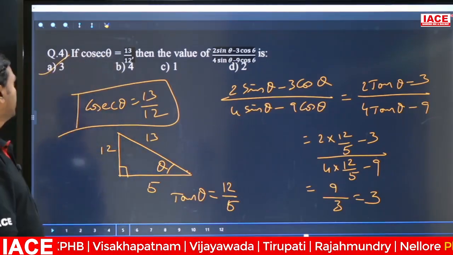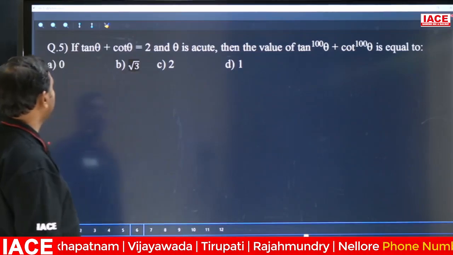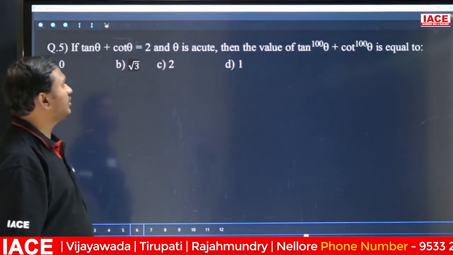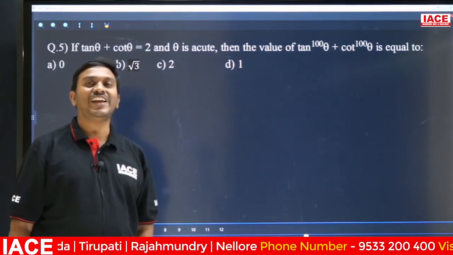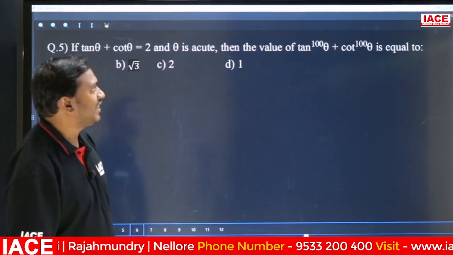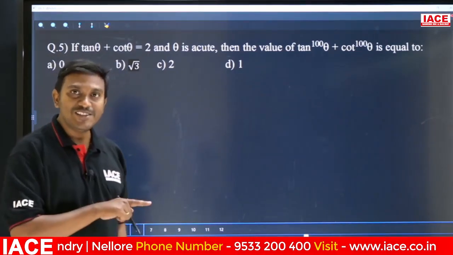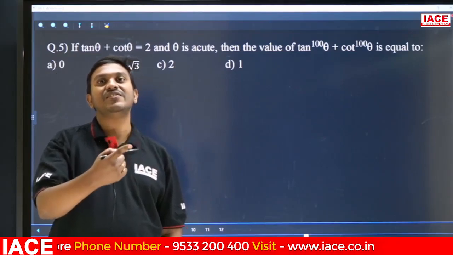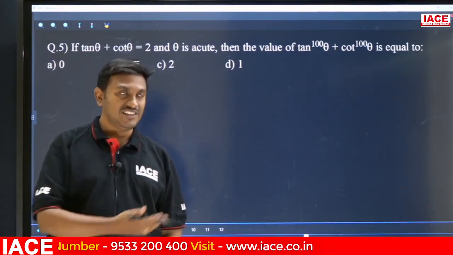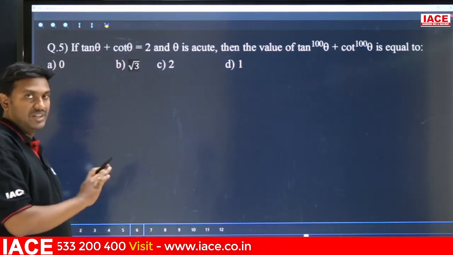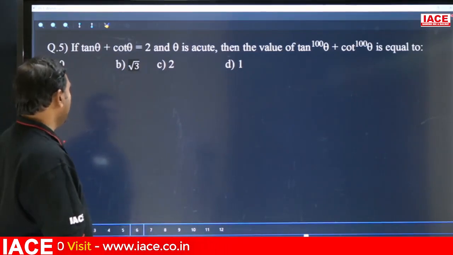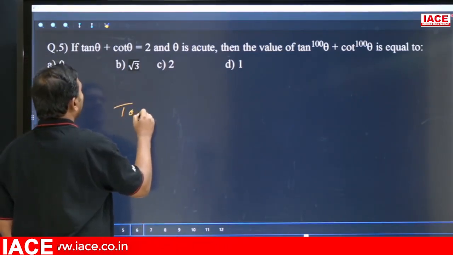Okay, next one, question number 5. See, tan theta plus cot theta equal to 2, then find the value of tan power 100 theta plus cot power 100 theta. Actually this is an algebra question that is given in terms of trigonometry. Okay, so or else even we can find in terms of trigonometry only.